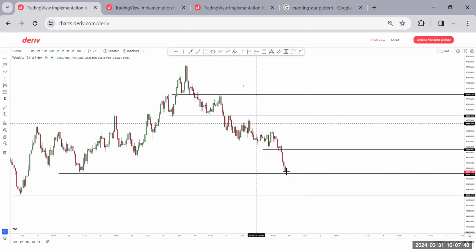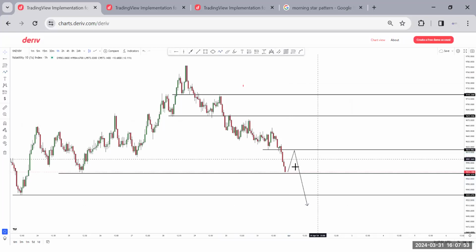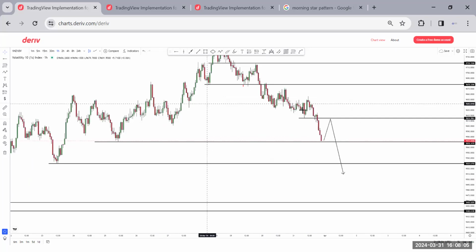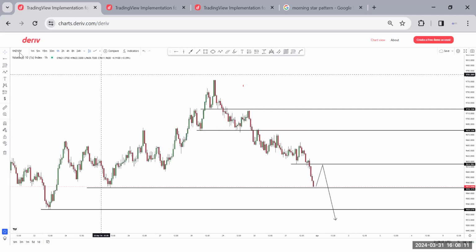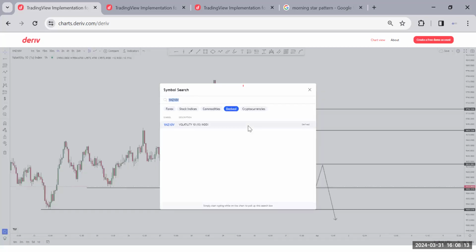If you are lucky enough to get a deep pullback into this area, then we can ride with the sell. But after these 3 successive candles there, I don't know. But let's see. Okay, so this one is selling. If you get a sell opportunity, that is fine.